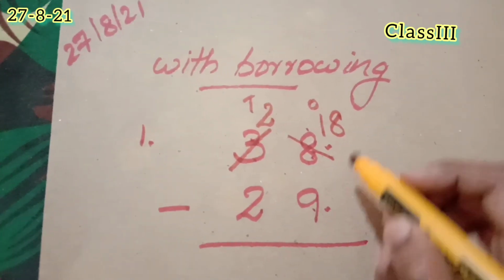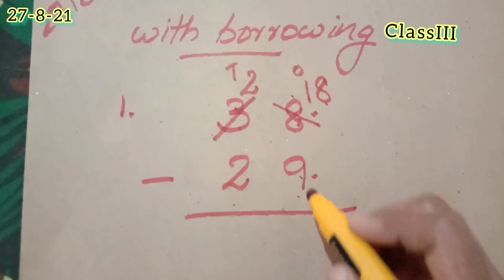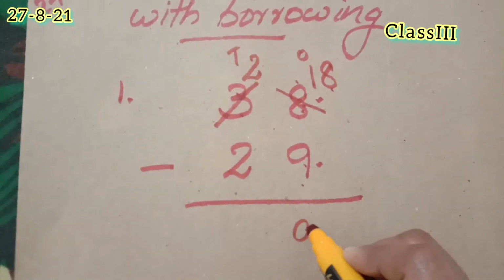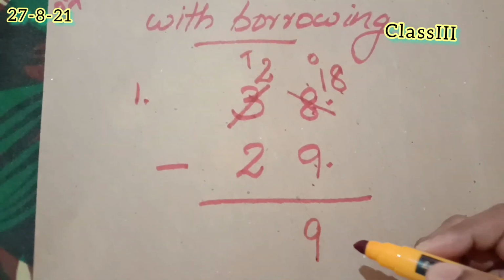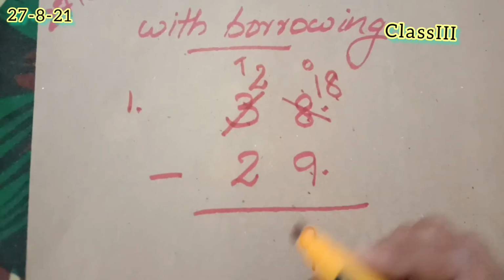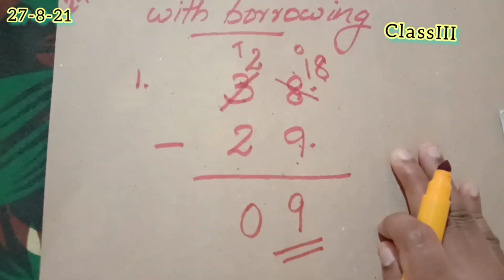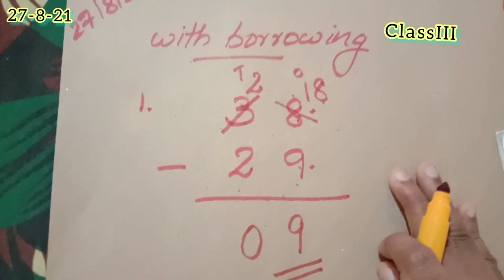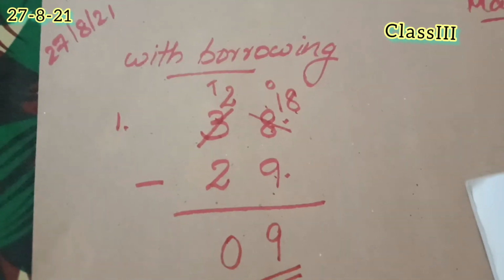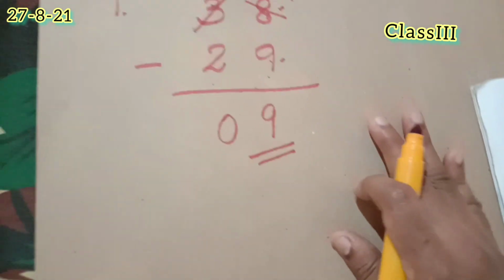So what is the new number? 18 minus 9. 18 minus 9 is possible. Answer is 9. 2 minus 2, 0. So the answer is 9. This is the method in borrowing. Simple, isn't it?